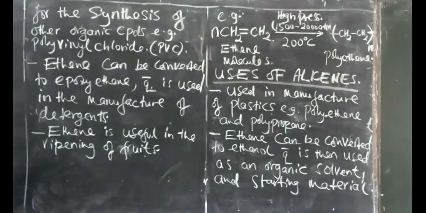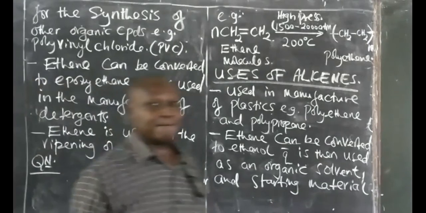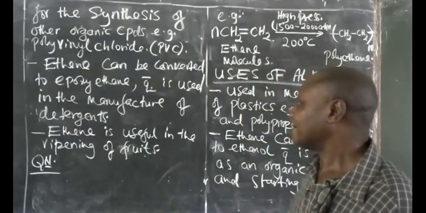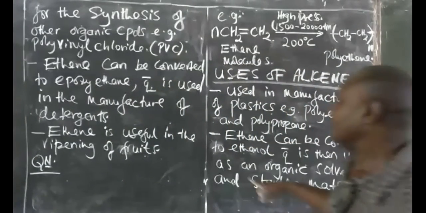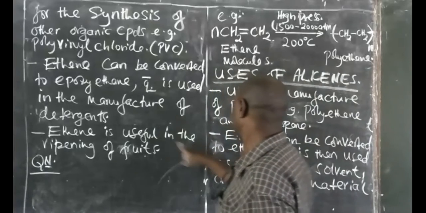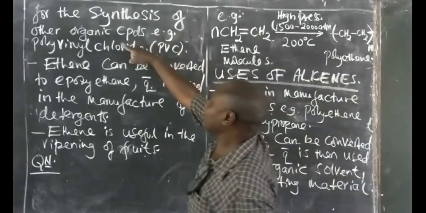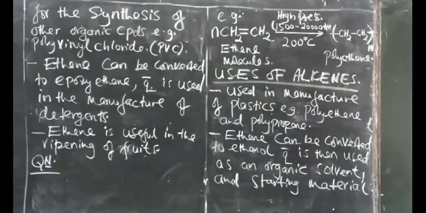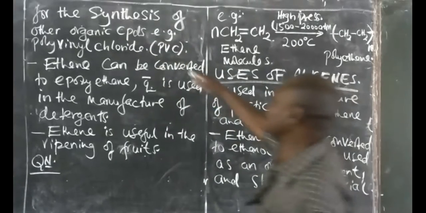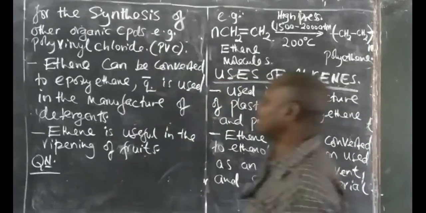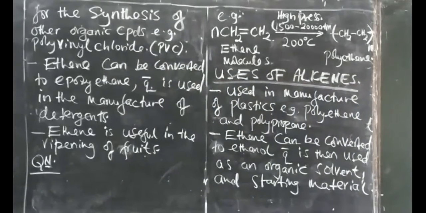Now question. Excuse me, teacher. On the second point of uses, the last two words, starting material, what? So it's starting material for the synthesis of other organic compounds, e.g., polyvinyl chloride. We know polyvinyl chloride is used in the manufacture of what? Things like plastic tanks.